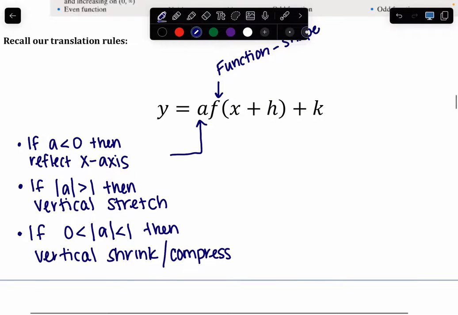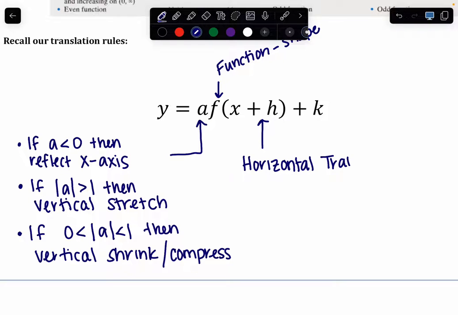Looking at h. I know Ms. Verbenek uses opposite, so it's going to be the opposite of whatever is happening on the inside. The inside tells us about our horizontal translations. So if it's positive, we're going to the left. If it's negative, we're going to the right.